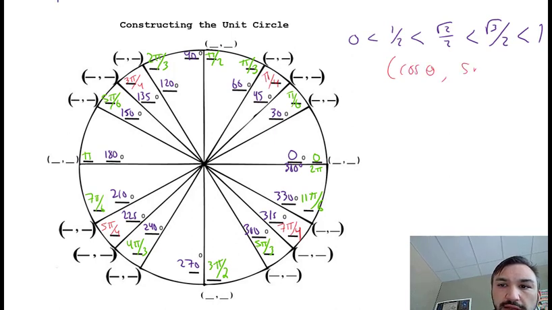Cosine is x, sine is y. Now that's only true when we're talking about the unit circle, when the radius is 1. But for each of these points I can list off, I'm going to be able to tell you the sine and the cosine of every one of those.